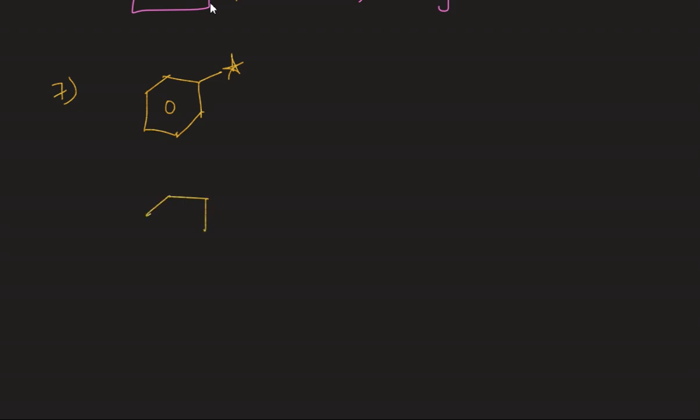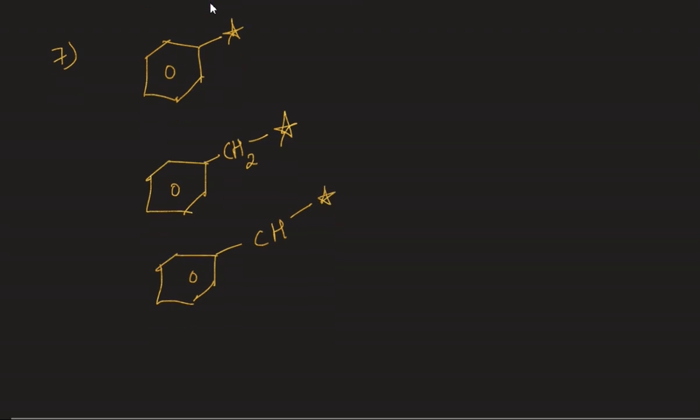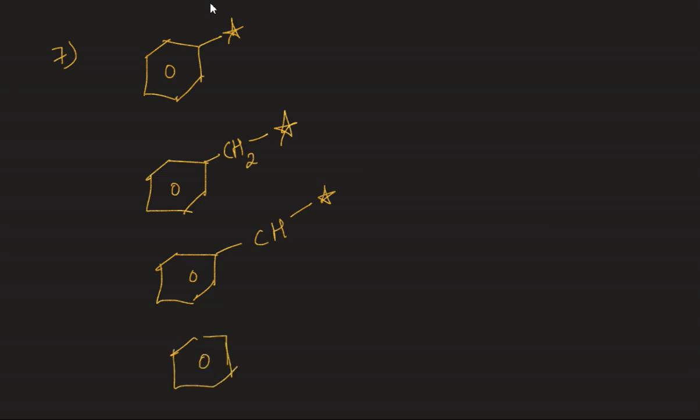Or else the star mark may be attached to CH2, that is the next carbon, or you can see there will be CH and two star marks. And the fourth condition is benzene with C and a star mark. Now you will say, ma'am, here one hydrogen is missing. It may be a double bond, anything. You need to just check the C letter.